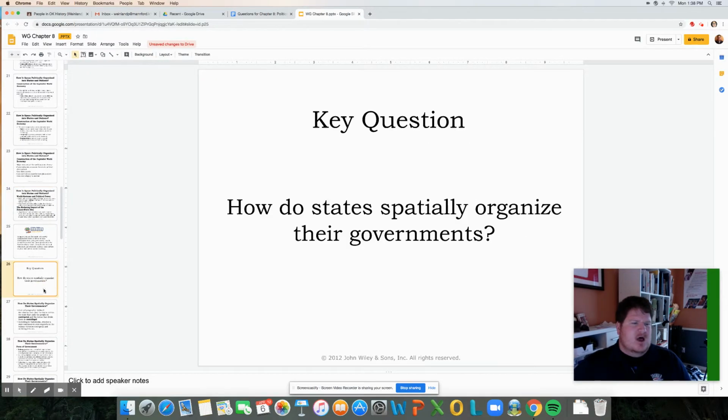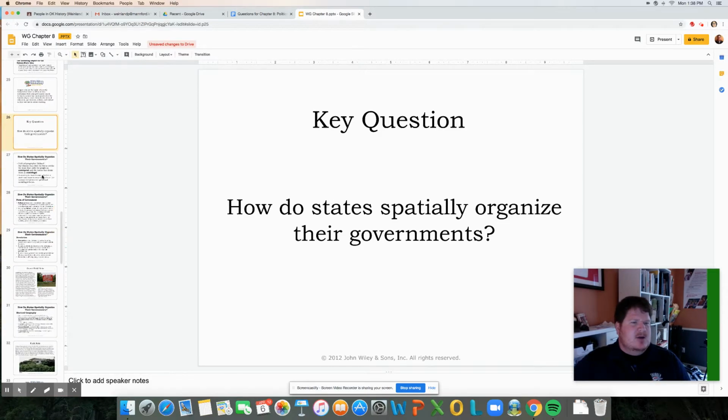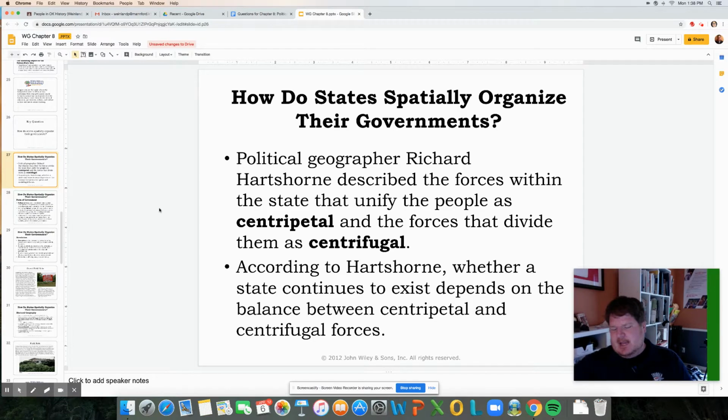We're going to move on and go to how do states spatially organize their government. This is where we're getting into boundaries and stuff, like how does the United States form its own boundary. Political geographer Richard Hartshorne described the forces within the state that unify the people as centripetal and the forces that divide them as centrifugal. Whether a state continues to exist depends on the balance between the two. The centripetal forces keep things unifying and moving, and the centrifugal forces are going to eventually hurt countries and the ability to get things done.